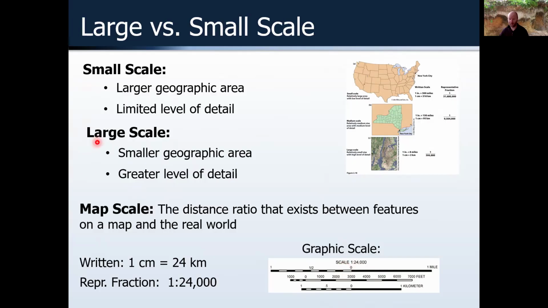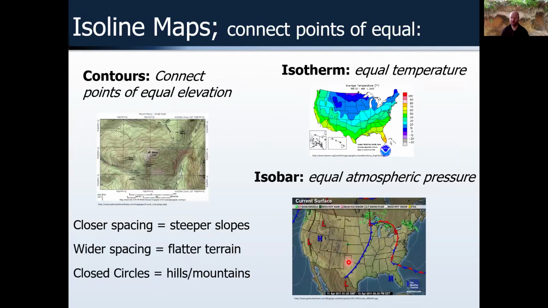And so large scale maps represent smaller geographic areas, and they have a much greater level of detail. So we're zooming way in with these large scale maps. This map scale is an actual distance ratio between features on the map and the real world, which you can then use. So here, with 1 to 24,000, you can measure 1 centimeter on the map and multiply it by 24,000. And then voila, it's 24,000 centimeters in real life. And so we can use that to determine the distance between locations on a map and in real life.